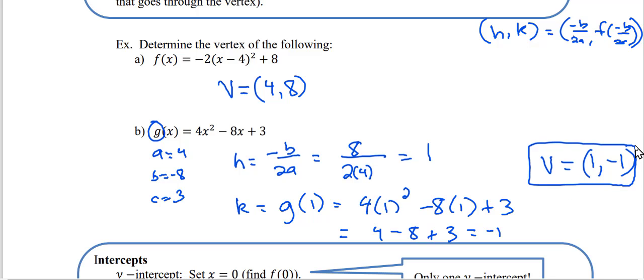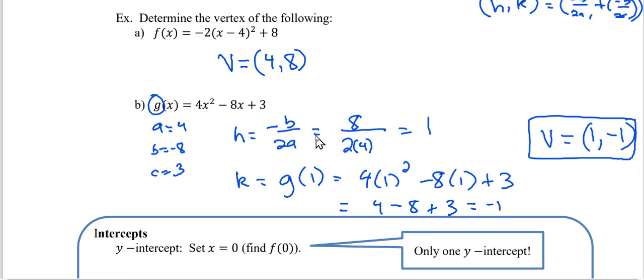It's obviously easier to find the vertex when it's in the first form here, this in part A. So it's up to you if you prefer. You can complete the square to read the vertex off, or you can use this formula. It doesn't matter to me.